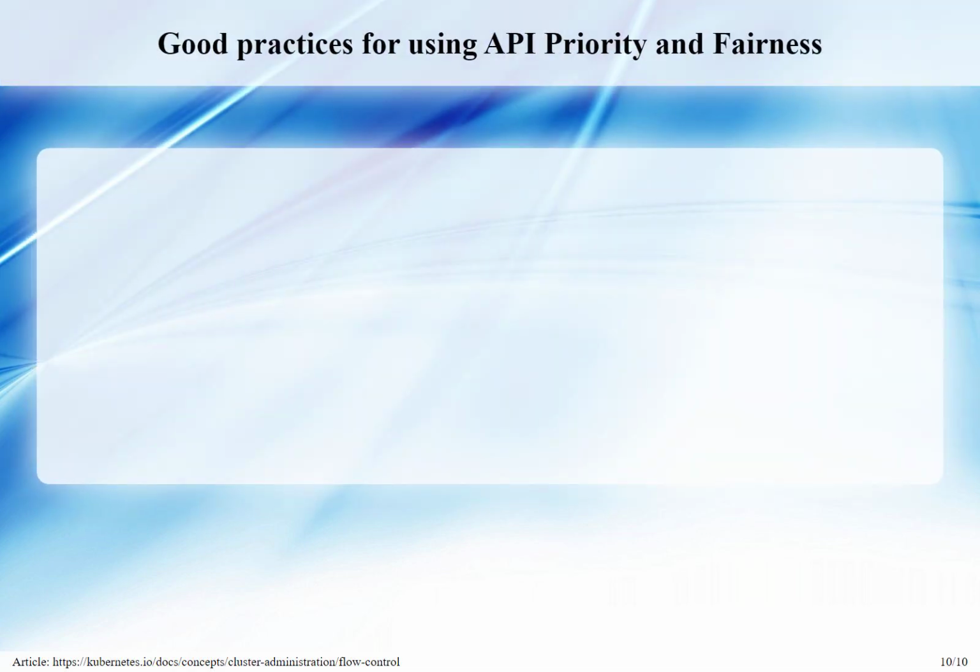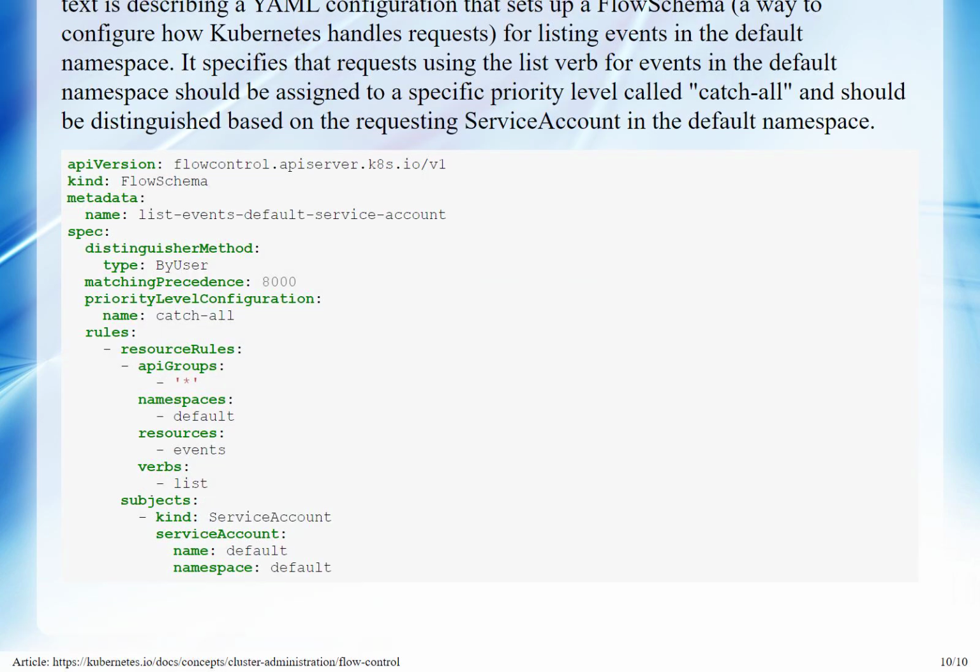Good practices for using API Priority and Fairness. This YAML configuration sets up a flow schema named list-events-default-service-account that matches requests for listing events resources in the default namespace with the list verb. It assigns these requests to the catch-all priority level and distinguishes them by the requesting service account in the default namespace.